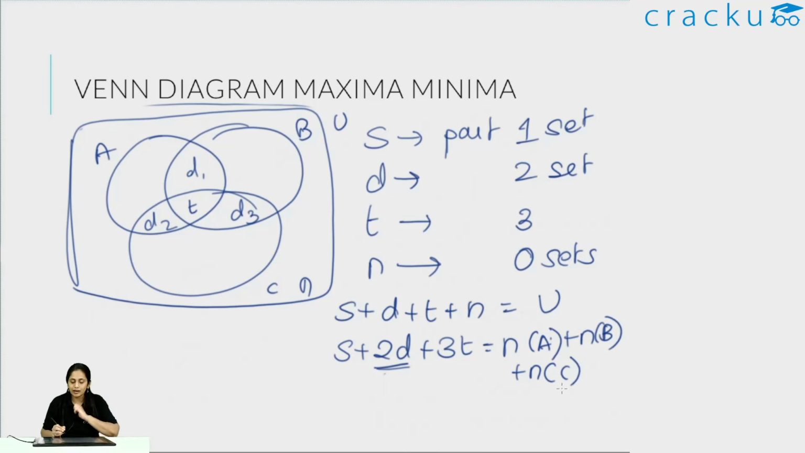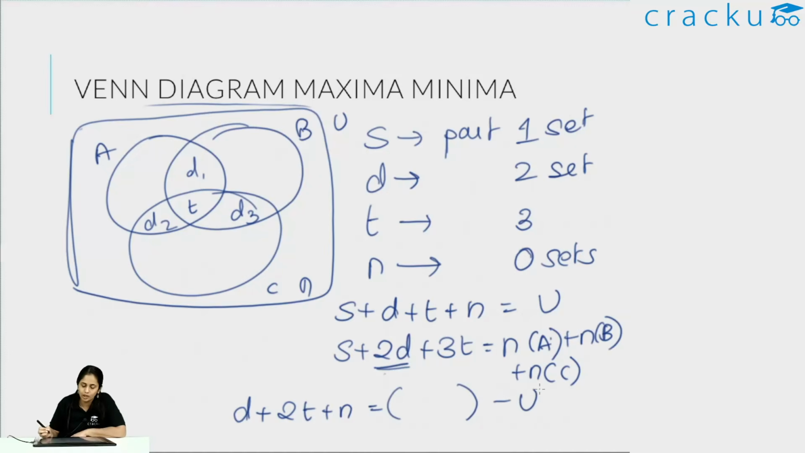Now I get another equation for overflow. So what is the other equation for overflow? D plus 2T plus N is equal to the sum of cardinalities minus U. So when I have to say what is the maximum value of T, what is the maximum value of D, I have to use this overflow equation as such.